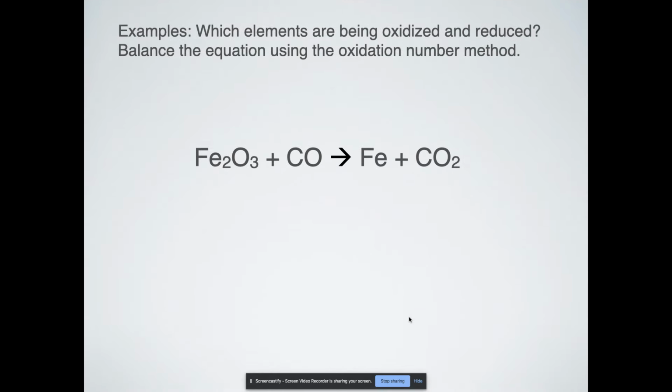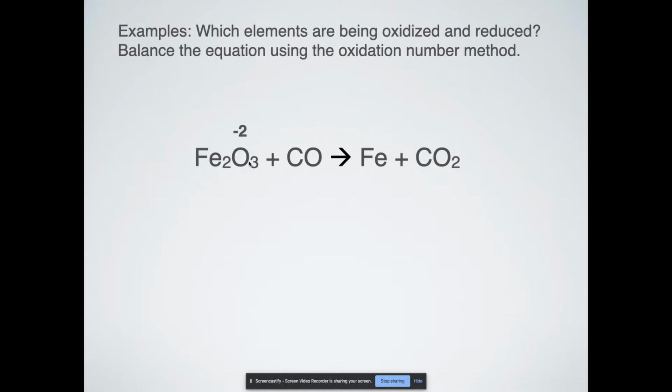So we have which elements are being oxidized and which are being reduced. Balance the equation using the oxidation number method. All right, so we've got iron(III) oxide, we've got carbon monoxide, and we're making iron metal and carbon dioxide. So let's assign our numbers.